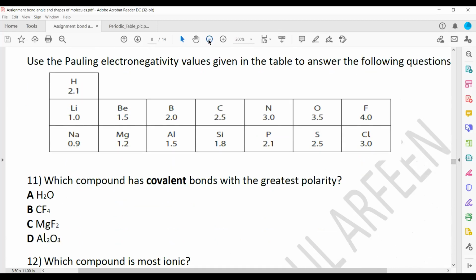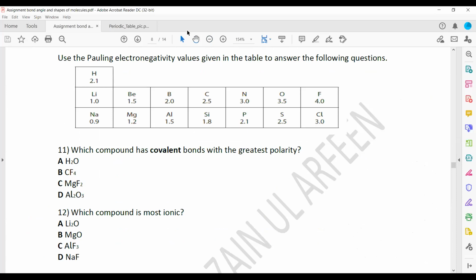So they give you the electronegativity table to work out. These are Pauling's electronegativity values. The question was, which compound has a covalent bond with the greatest polarity? How do we know the greatest polarity? The one which has the greater difference in electronegativity will have the most polar bond. So when you check hydrogen and fluorine, they have the greater difference. That's why their bond will be the most polar.